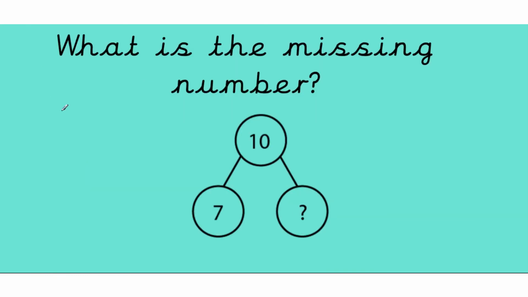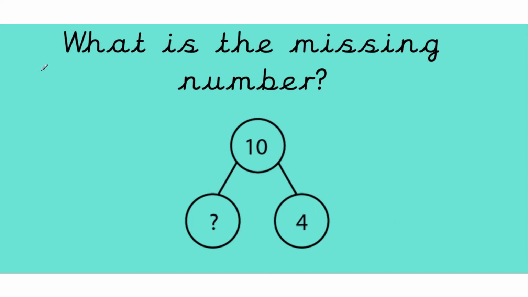What is the missing number this time? What goes with 7 to make 10? Use your fingers if you need to. Maybe look back at the cherry diagrams that we've done. What goes with 7? It is 3. I'm going to pop 3 in my cherry diagram. Next one. What's the missing number this time? It is 6. Okay, well done, if you're getting all these right.